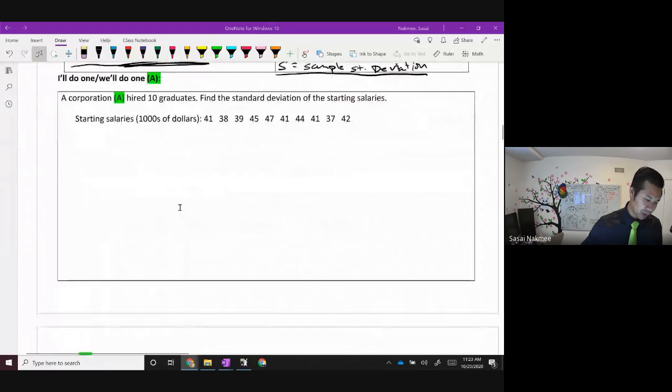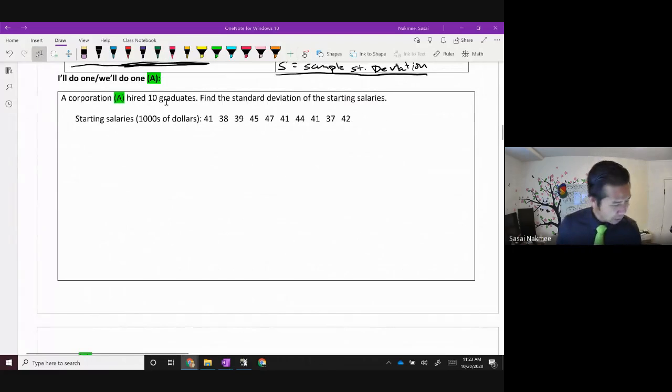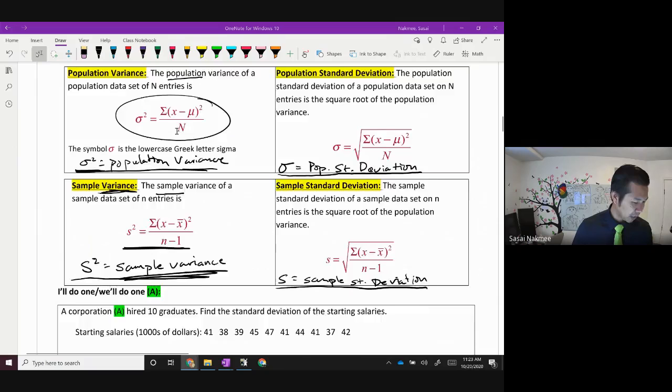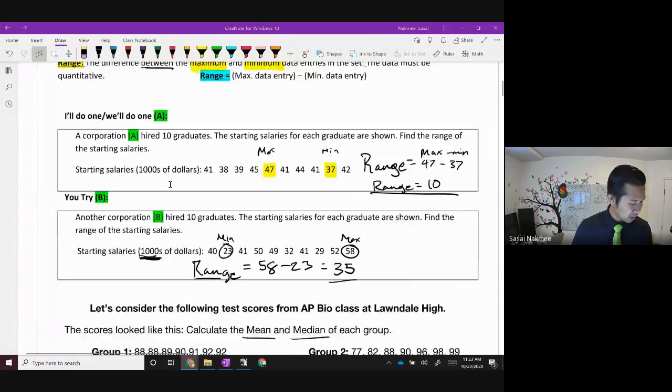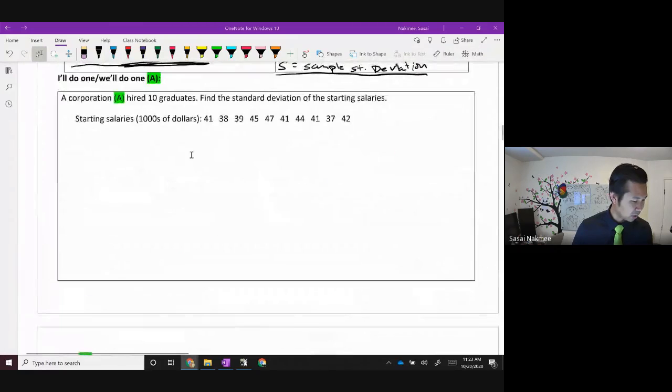Is this all the workers? The way they say this, find the standard deviation of the starting salaries. I think this is all the graduates at corporation A. Since this is all the graduates here, I would say that this is the population of all the starting salaries at this corporation, because it doesn't say anything otherwise. It just says at the top, for corporation A, the starting salaries for each graduate are shown. So this corporation has hired 10 graduates, and I'd say this is a population of graduates who are working here.